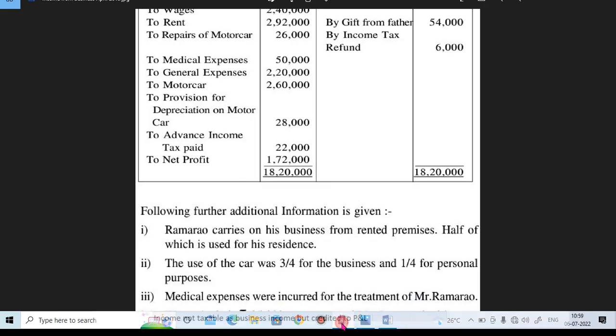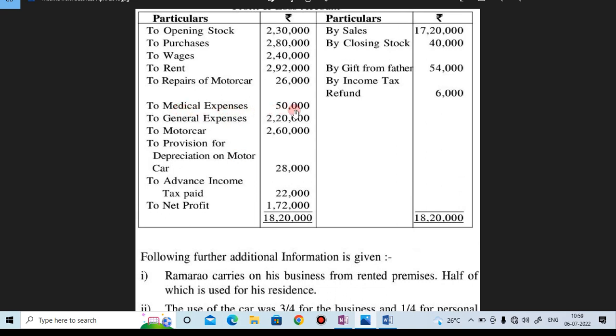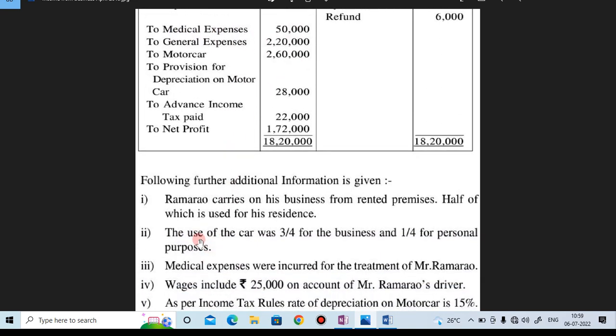After repairs to motor car, next is medical expenses. Medical expenses is how much? 50,000. Now what is the adjustment of medical expenses? Adjustment number 3. Medical expenses were incurred for the treatment of Mr. Ram Rao, Ram Rao's personal treatment. So these medical expenses are used for Ram Rao's personal use. It is not related to the business, hence it is called disallowed expenses.